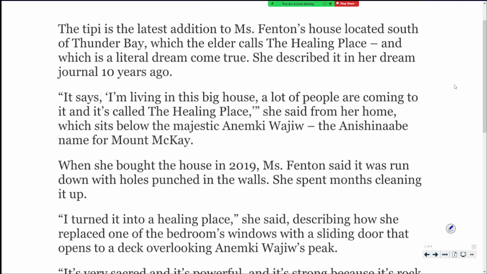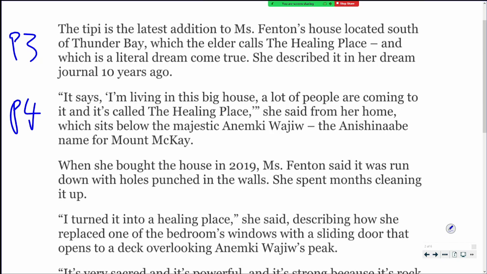The teepee is the latest addition to Miss Fenton's house located south of Thunder Bay, which the elder calls the healing place, and which is a literal dream come true. She described it in her dream journal 10 years ago. It says, "I'm living in this big house. A lot of people are coming to it, and it's called the healing place," she said from her home, which sits below the majestic Anemki-Waji, the Anishinaabe name for Mount McKay.